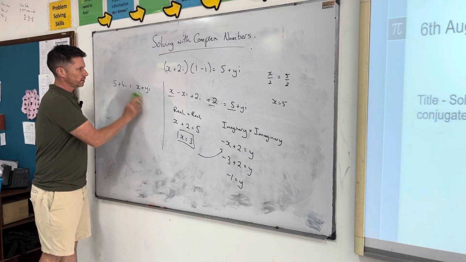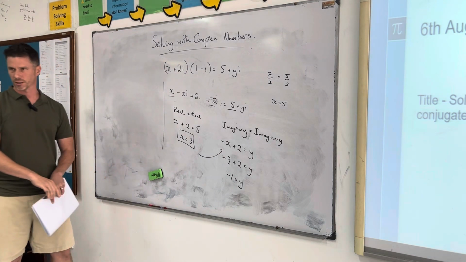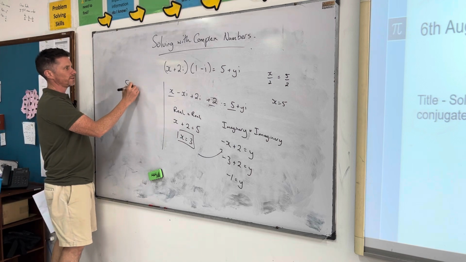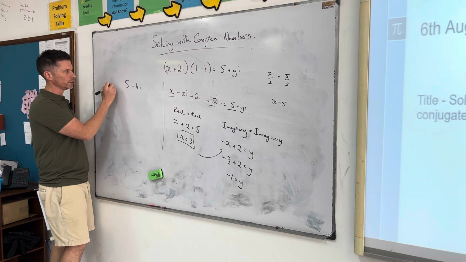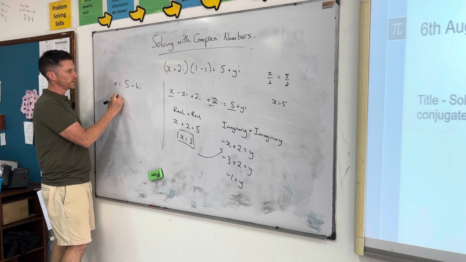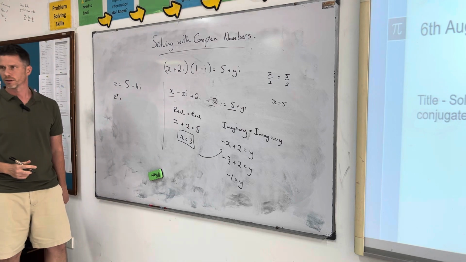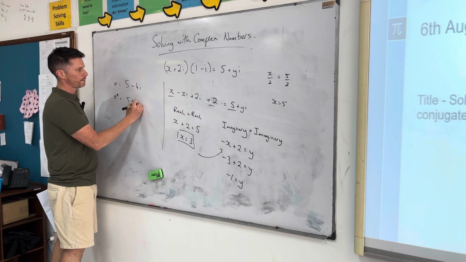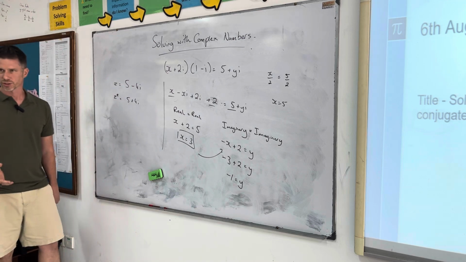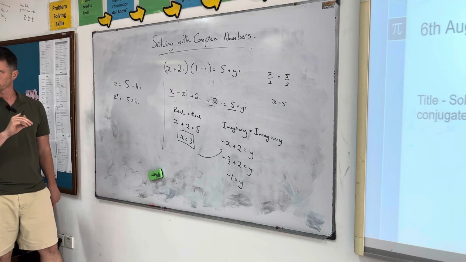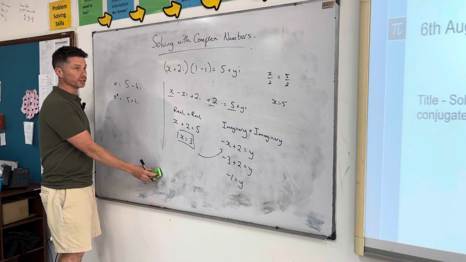Let's talk about conjugates from yesterday. If 5 minus 4i is a complex number, z, what is z with a little star on it, a conjugate? 5 plus 4i. Okay, that's a conjugate if you remember. It's the thing that will make the denominator real if we need to do a division.